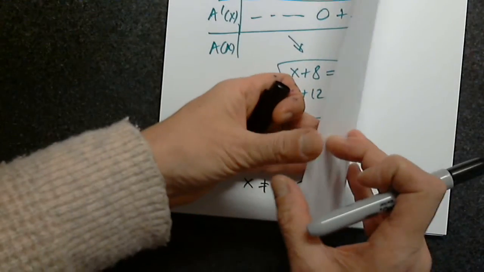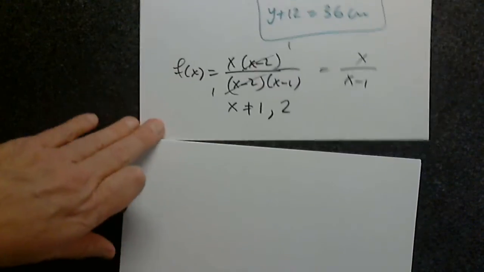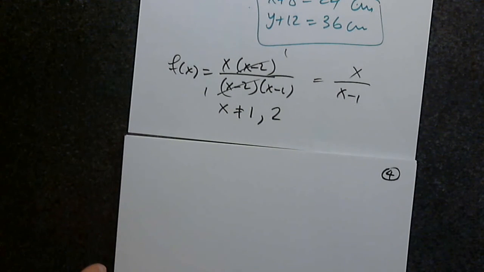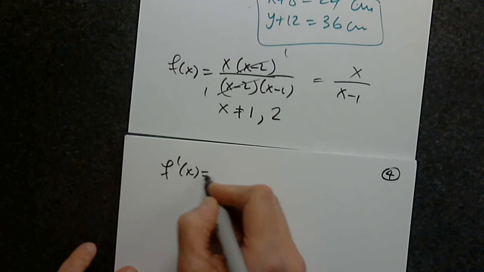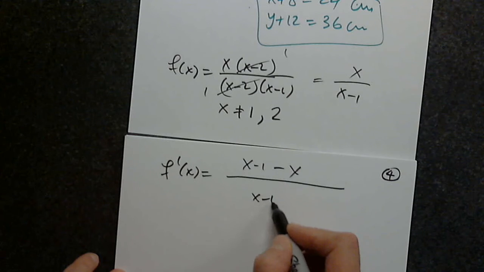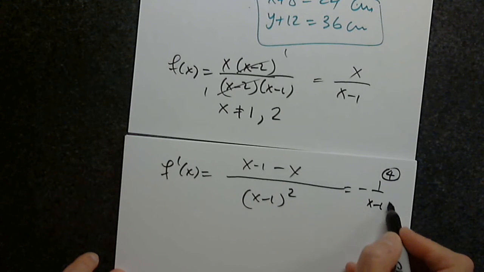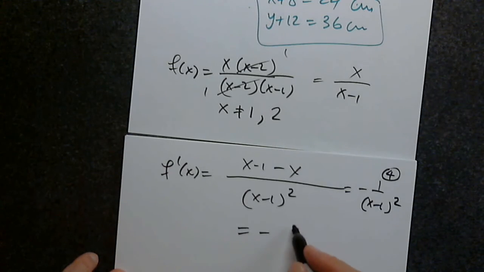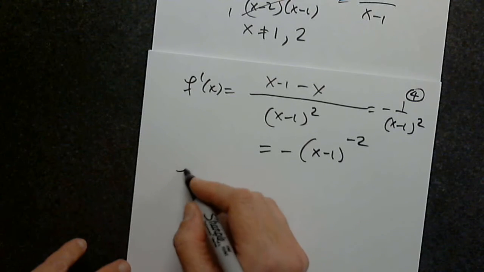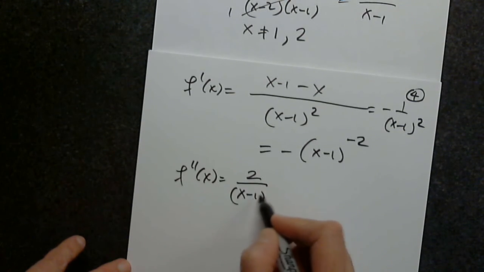So the derivatives are just very simple. Not even one line. It's the same problem you had on the previous quiz. So then f prime of x, top prime is 1 minus top over x minus 1 squared. So this is negative 1 over x minus 1 squared, or negative x minus 1 to the negative 2. So when you find the second derivative, you have 2 divided by x minus 1 cubed.